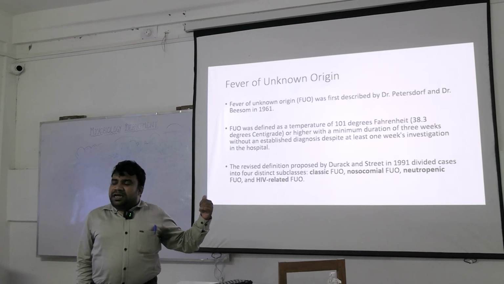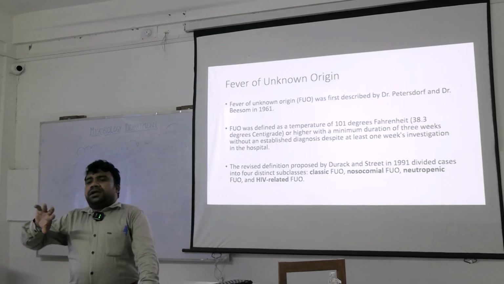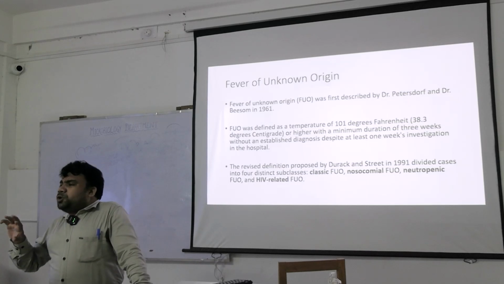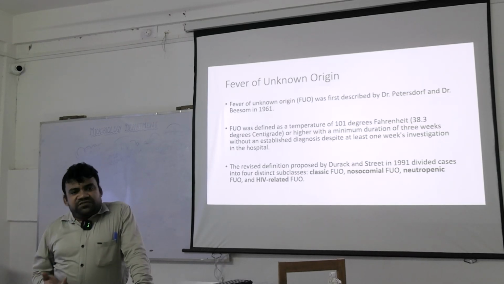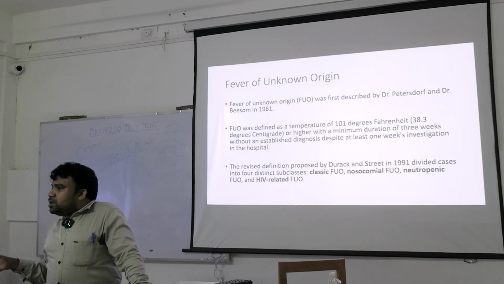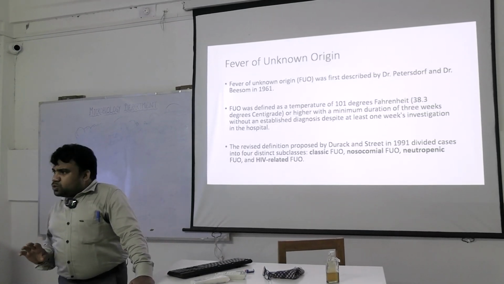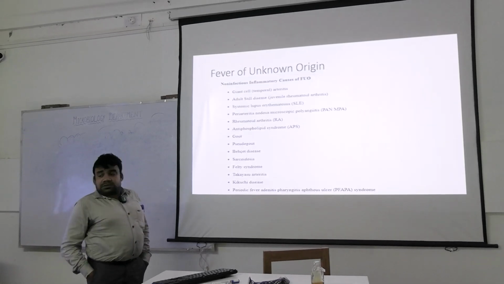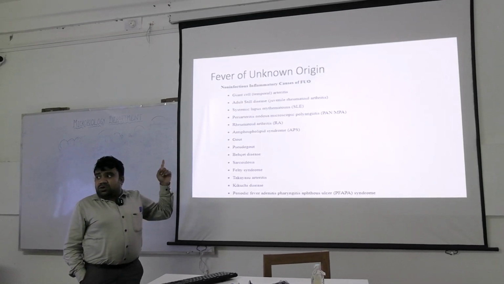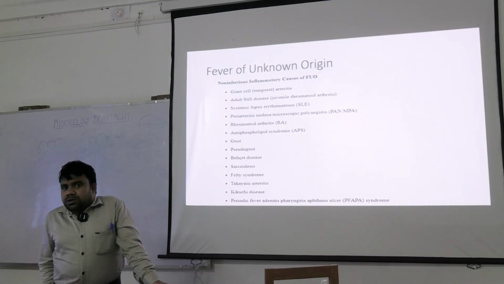Why have they been classified? Because the possible causes are different. When we are looking at HIV-related FUO, we are predominantly looking at opportunistic infections. For a neutropenic patient, there are specific infections more commonly associated with neutropenia. We are looking at those causes. Non-infectious causes, this is a non-infectious inflammatory cause. Any sort of inflammation in the body will cause fever.